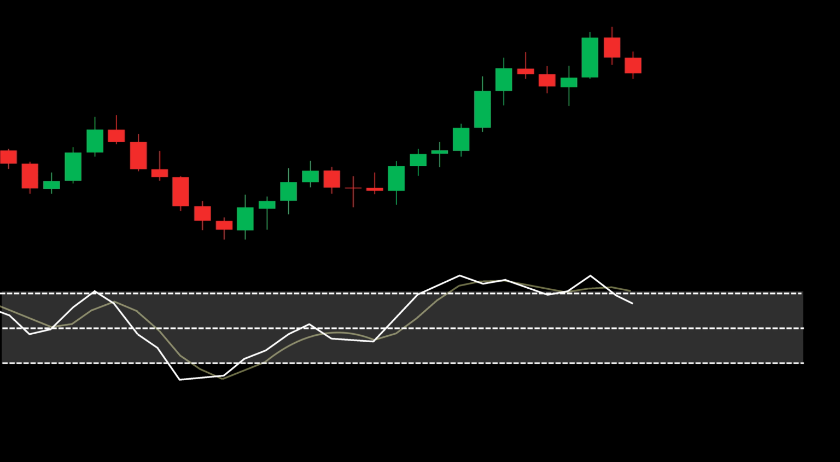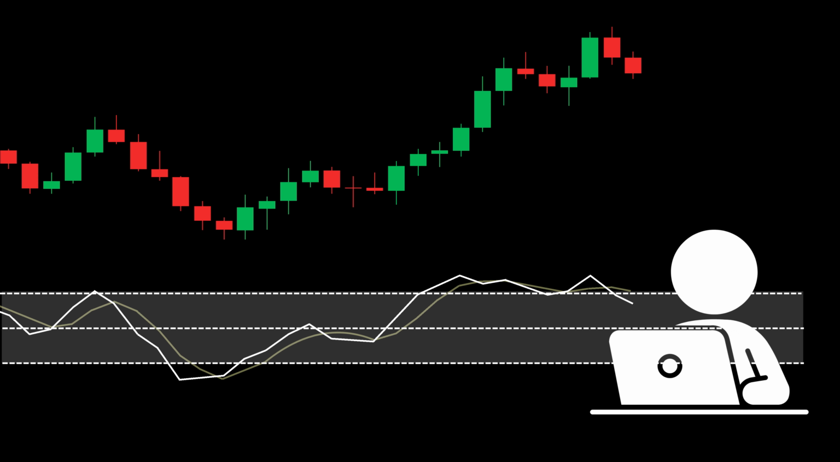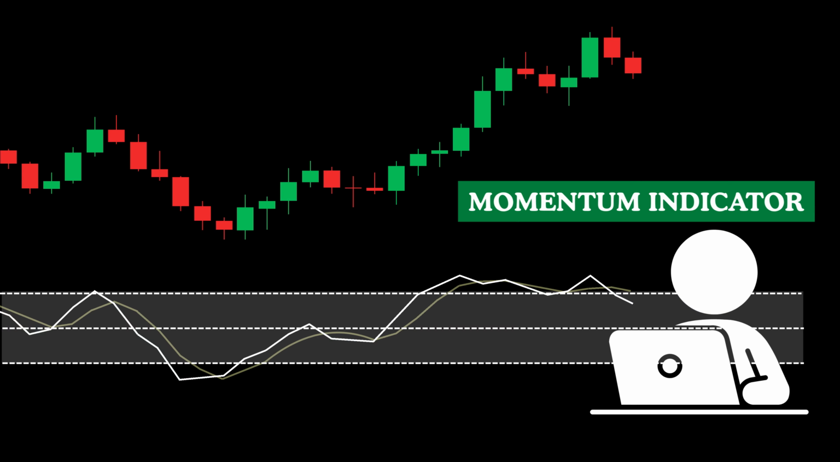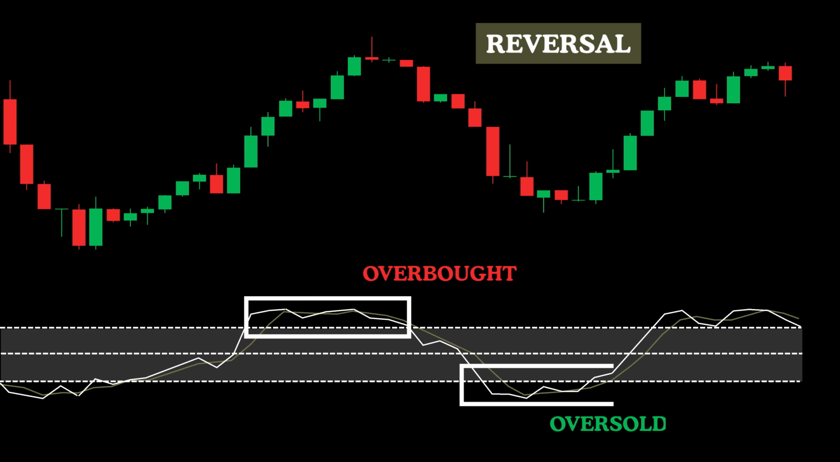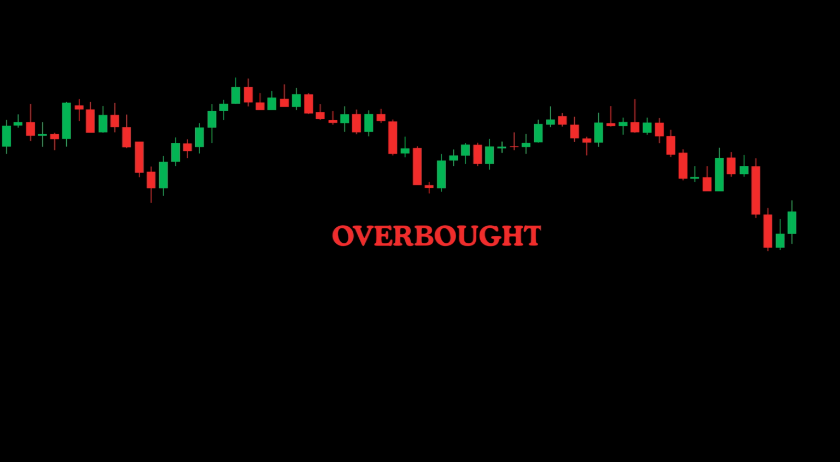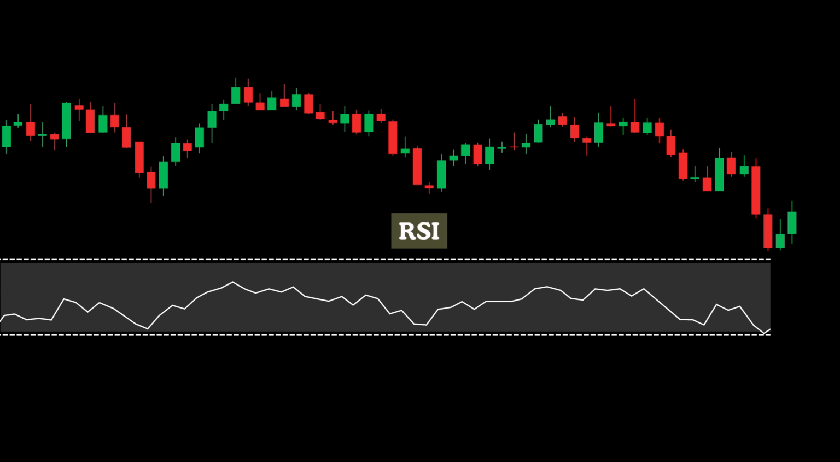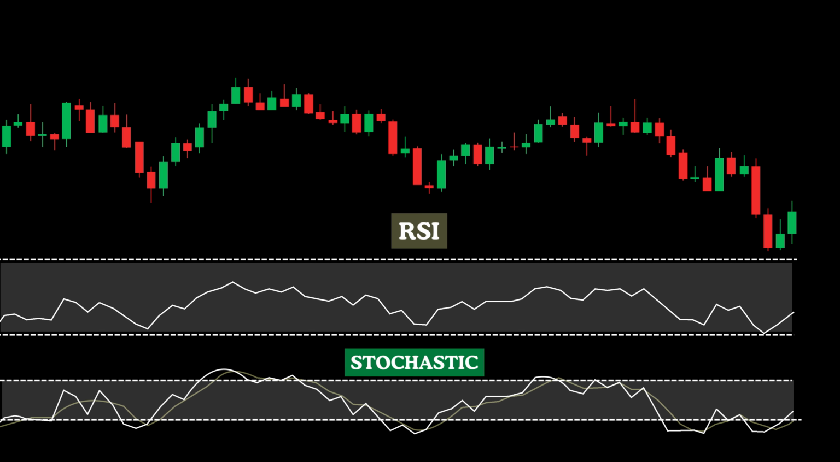Stochastic is a widely used indicator among traders because it can be applied in multiple ways. It functions as a momentum indicator, and at the same time, it helps identify reversals using overbought and oversold levels. You probably know there's another indicator that shows overbought and oversold conditions, which is the RSI. So, what makes stochastic more effective?